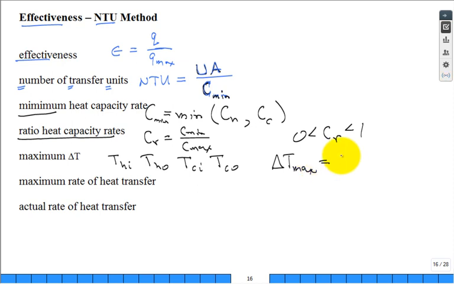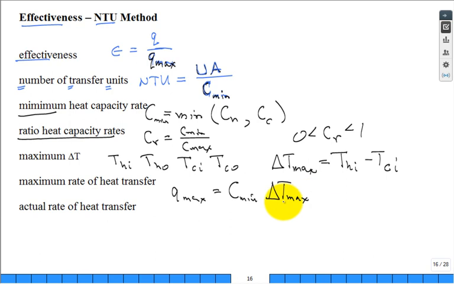What's the highest of the high temperature? Hot in. What's the lowest of the low temperatures? Temperature cold out or temperature cold in? Cold in. Right. So once you get that down, it's like, hey, that's pretty good. So I got the delta T max. The maximum rate of heat transfer that we need right up in here, now we're able to actually define it. The max heat transfer is C min, the minimum heat capacity rate, times the maximum temperature difference, T hot in minus T cold in.